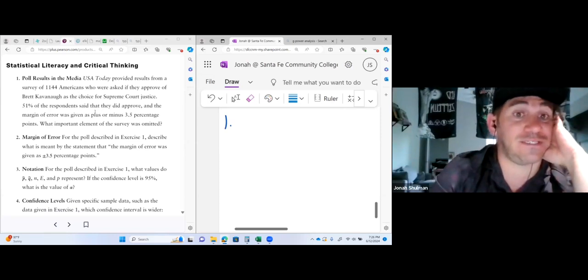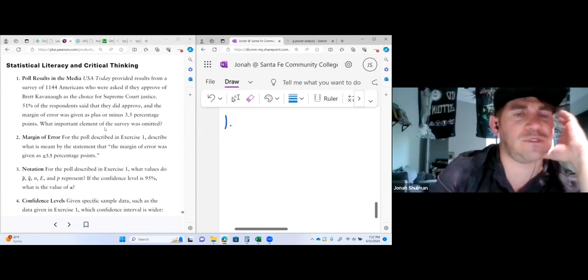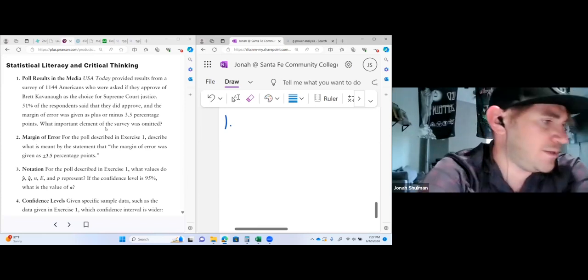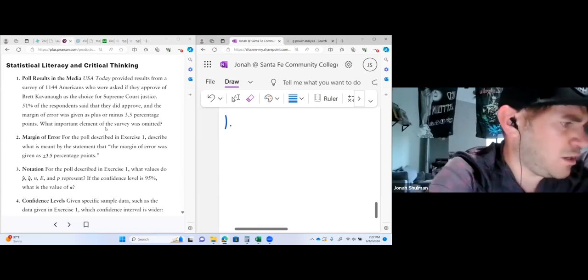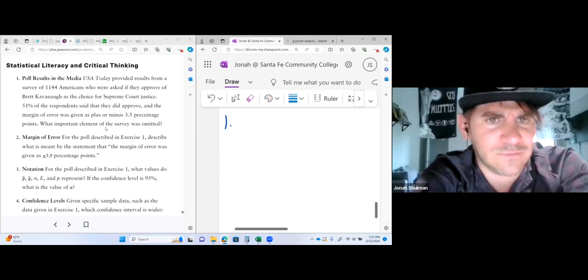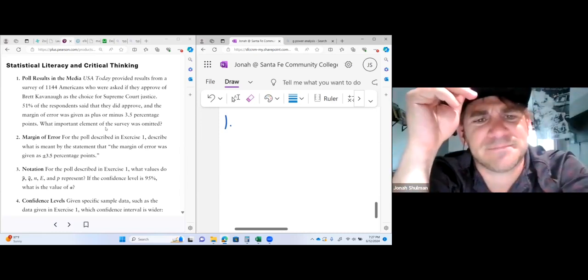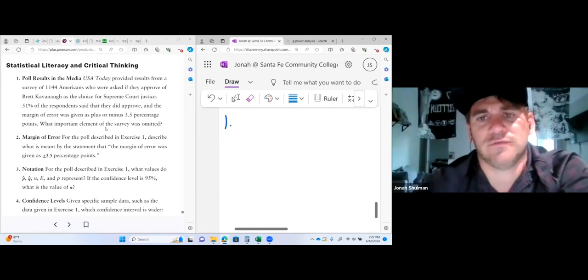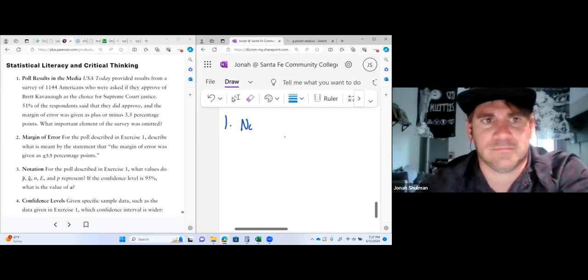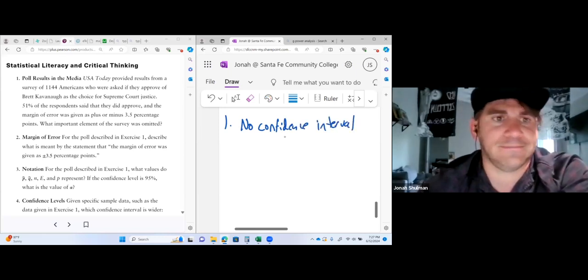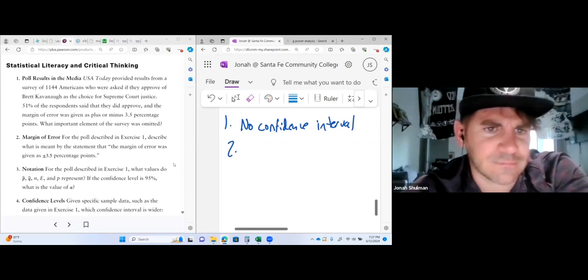51% of the respondents said they did approve, and the margin of error was given as plus or minus 3.5. One important element was omitted. So what did they omit? Got all this information. Oh, there's no confidence interval. That would be nice. I'm assuming that's the answer.